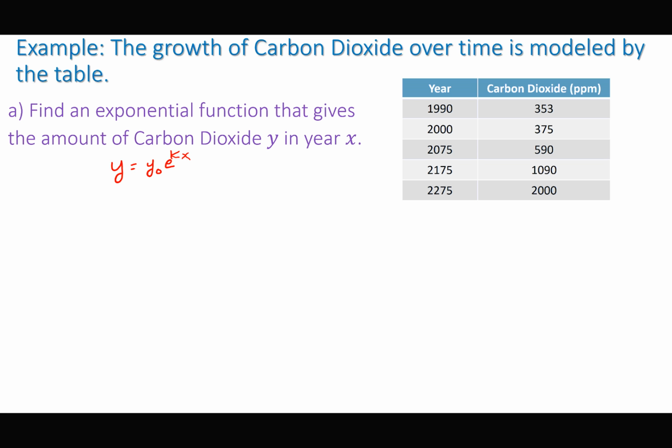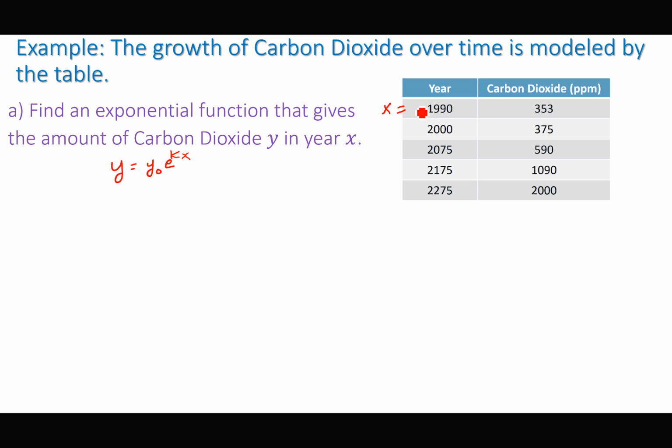I'm trying to create a model where, if you tell me the initial amount, or I can look at my table and see the initial amount, you tell me any year x, and I will tell you the amount of carbon dioxide in parts per million. But we don't know k, so we have to use the table to figure out what k is. Then we can actually create our function.